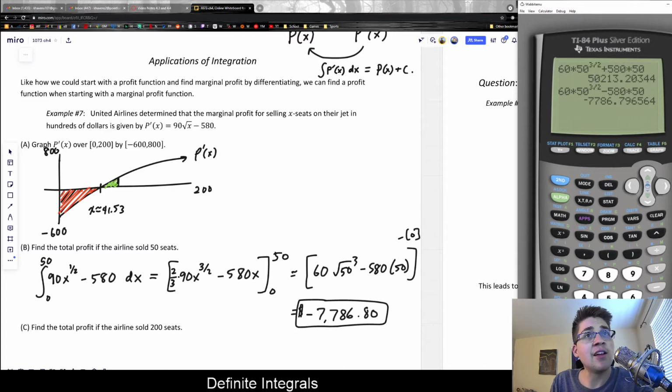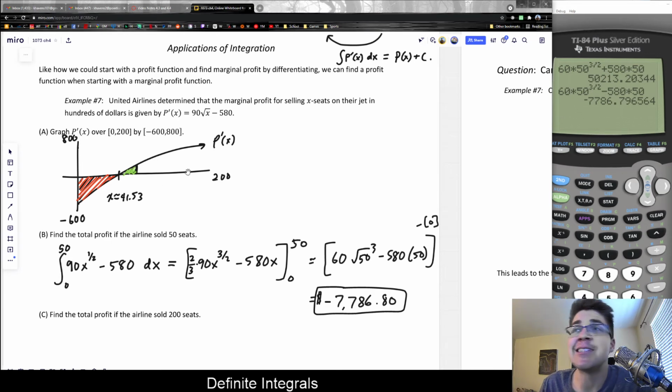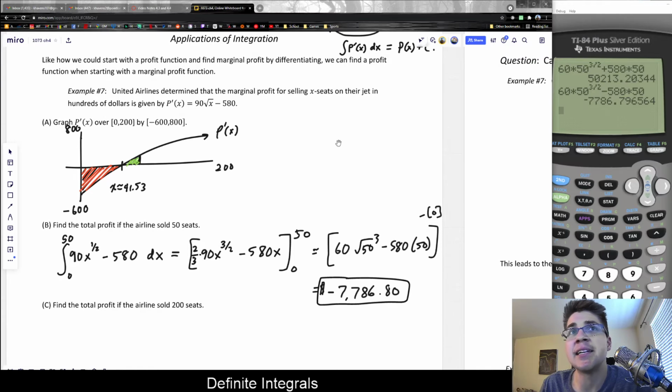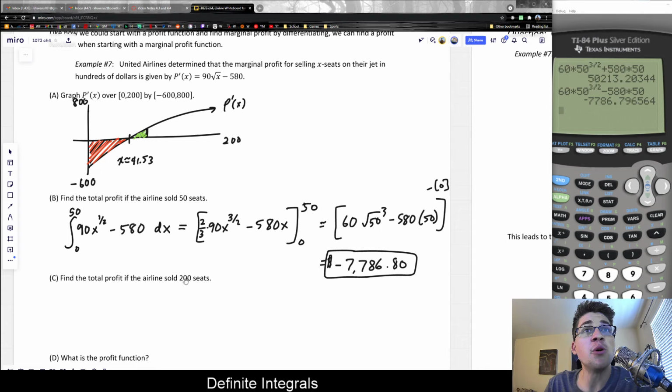And basically, we lost a whole heck of a lot of money. We don't like that at all. So even though the marginal profit decreases the more I sell, meaning that the rate of profitability is getting lower and lower, we obviously still need to sell as many seats as we can to make as much profit as we can. And then if I wanted to find the profit of selling 200 seats, same deal. It would just be integrating all the way to the end, and it would add in all that additional area.